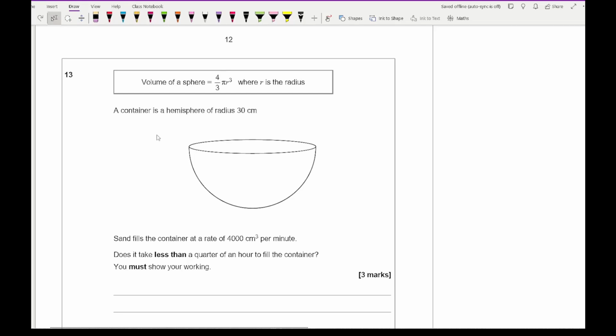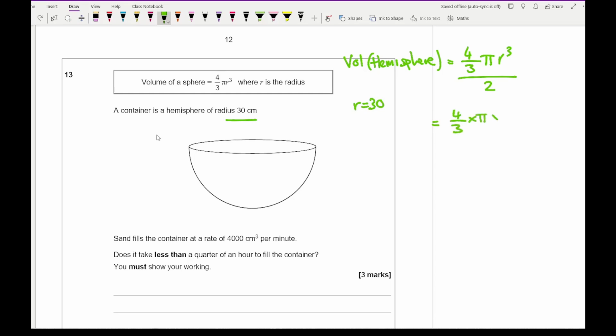So first things first, what we need to do is work out the volume of the hemisphere. Now the formula for this, it tells me the volume of a sphere, so it's going to be 4/3 pi r cubed, all divided by 2. Now it tells me that r equals 30. So if I substitute that in, I get 4/3 times pi times 30 cubed, all divided by 2. Now if I type that all into my calculator, I get an answer of 18,000 pi. I'm going to leave my answer as that because the number is quite big.